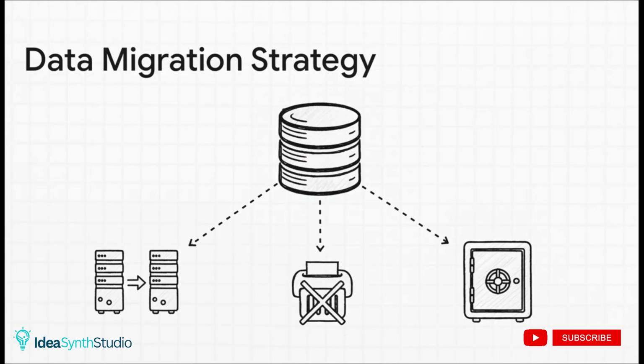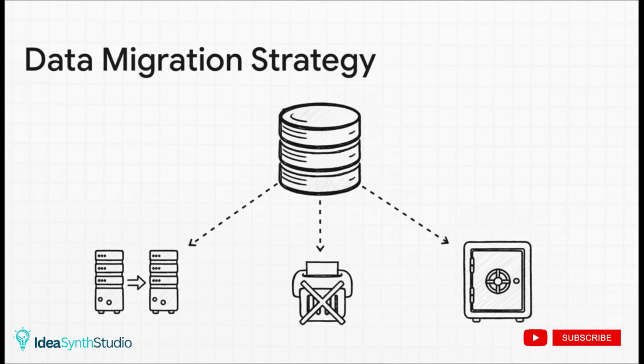Next up, and this is a big one, what do you do with all the data that API was handling? This is a massive security decision. Are you going to migrate it to a new system? Do you need to securely erase it? Or maybe you have to archive it for compliance reasons. Making this call early is absolutely essential because it directly ties into security and helps you avoid data leaks or accidental loss later on.